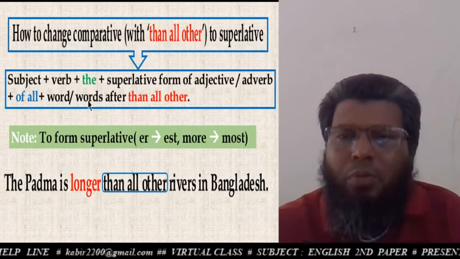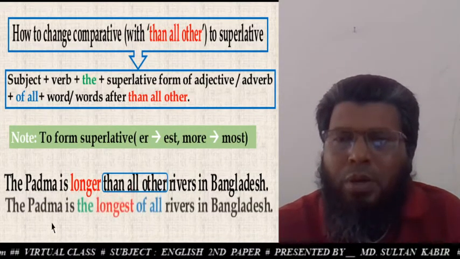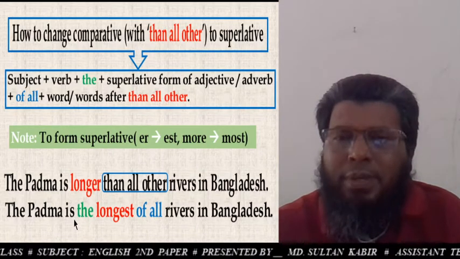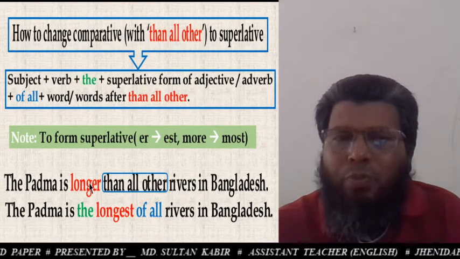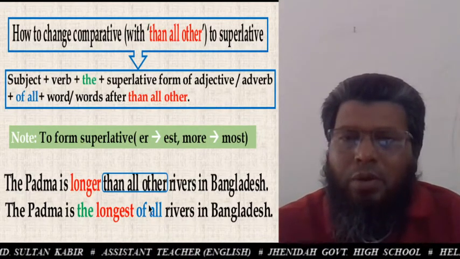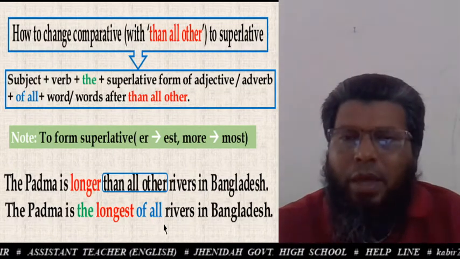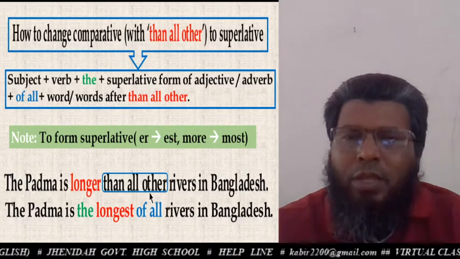Look, the Padma, verb is, and then the, and then the superlative form of the comparative. Okay, longer, that's why longest. Then of all. Okay, and after of all we'll write down all the words or word after than all other.